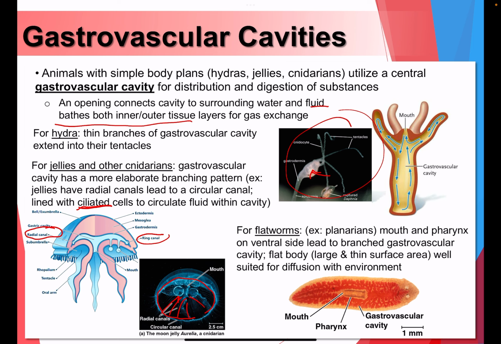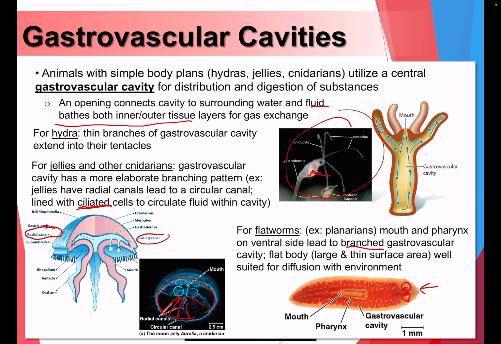All right, and then for flatworms, an example we had earlier, not cnidarians. They're so cute with their little googly eyes. I'm sorry, I'm just going to have to draw that. So the planarians have a little mouth and a pharynx that's on the ventral side. So this is like the bottom side of the planarian. You can see that there's a little tube coming out of this tummy. So from the outside, through that pharynx or mouth, they go into a branched gastrovascular cavity. So it's branched compared to the thin ones in the hydra or the canals in the jellies.